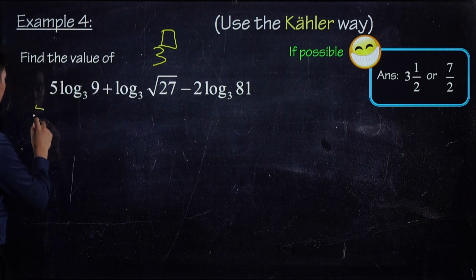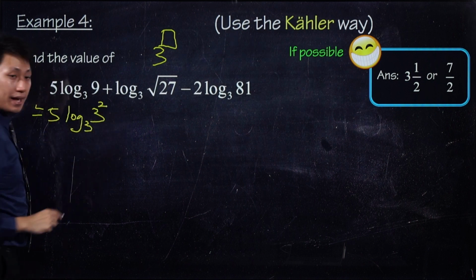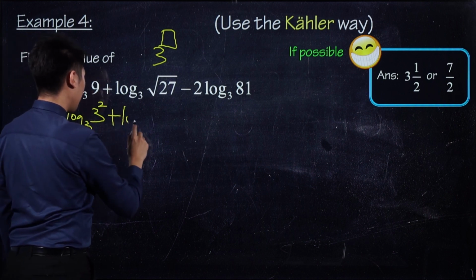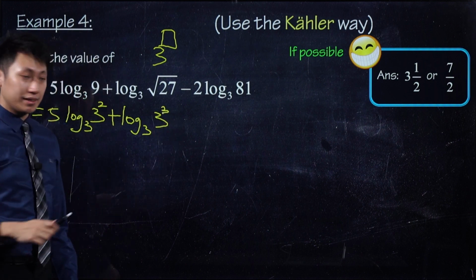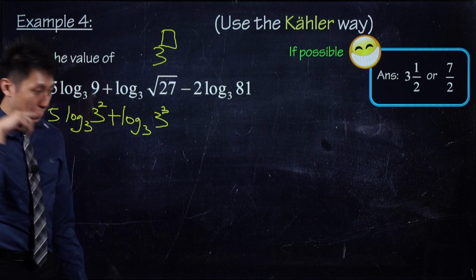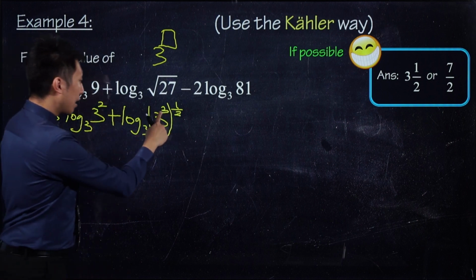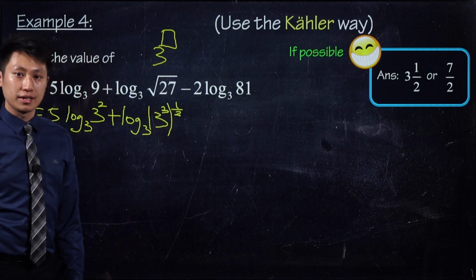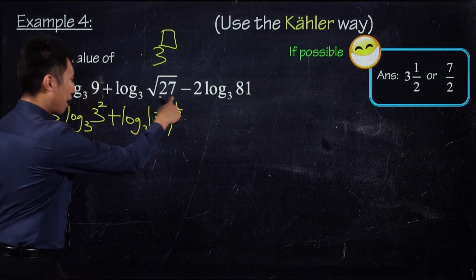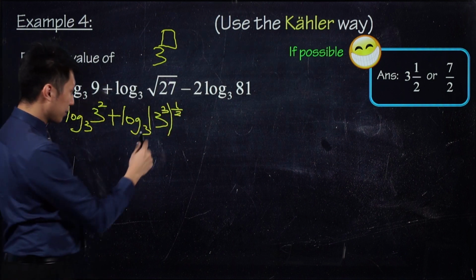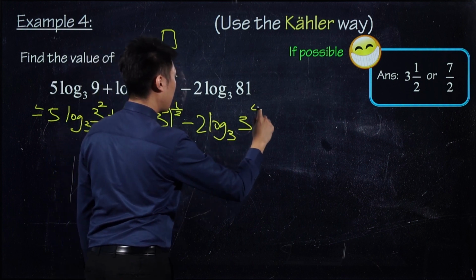Okay, let's do this. 5 log 3, this is 3 squared, correct? Plus log 3, this is 3 to the power 3, but that's a square root. Square root means what? 1 over 2. Then how do you take this power of 1 over 2? You just multiply them. Top is power, bottom is root. Power and root. That's what you should remember. Then minus 2 log 3, this is 3 to the power 4.